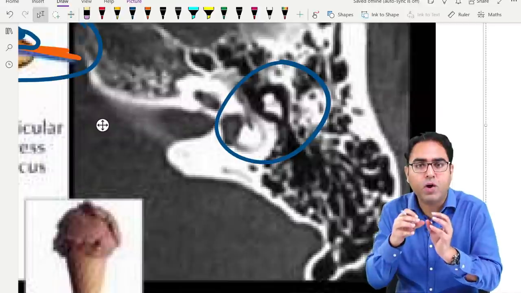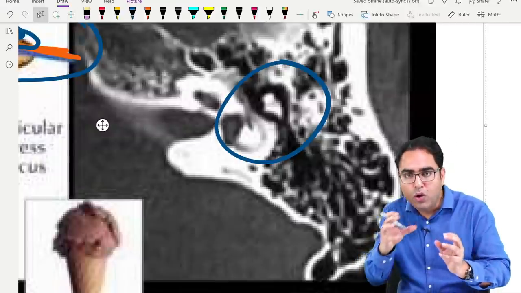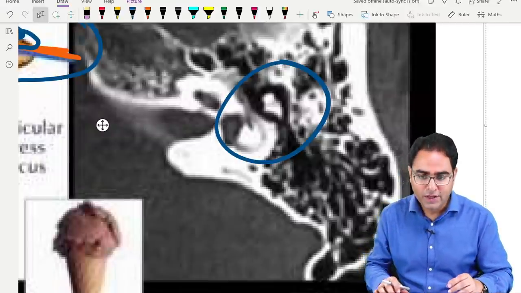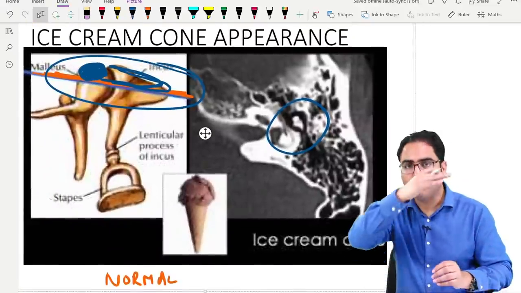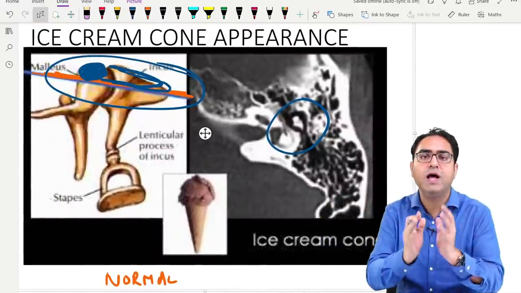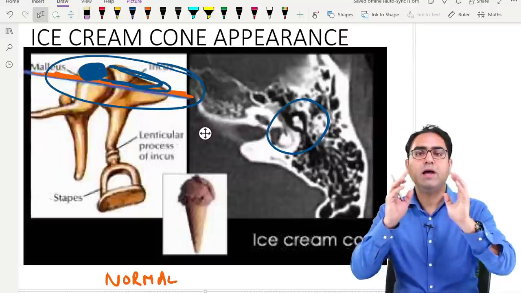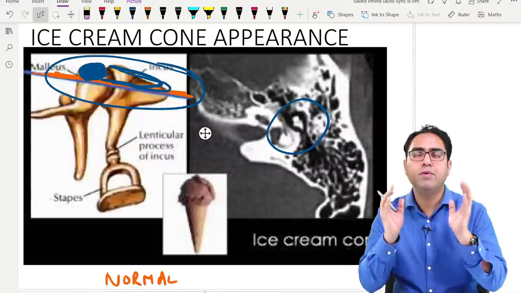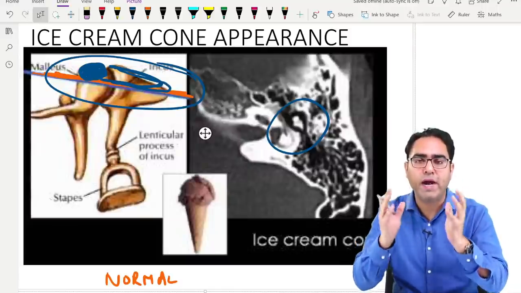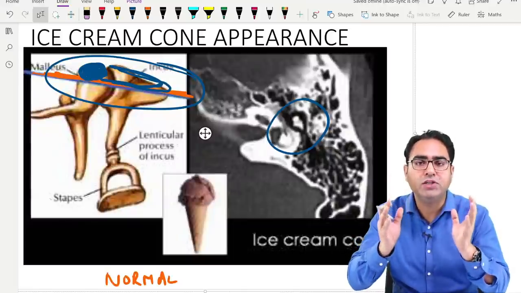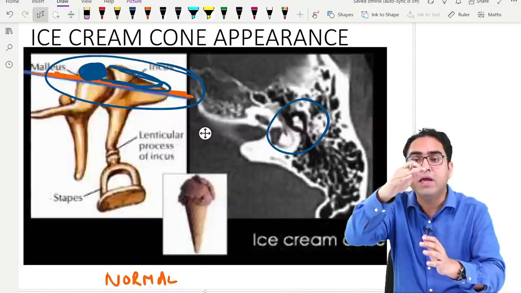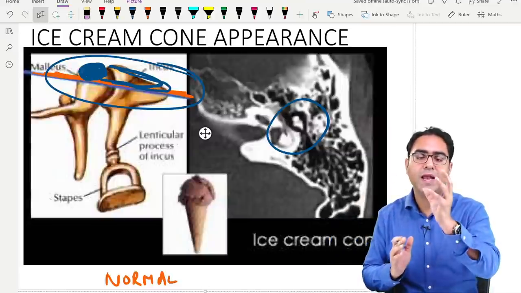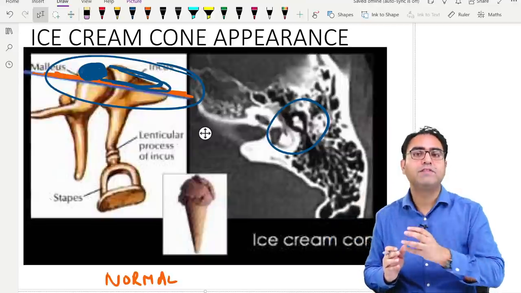The ice cream part is what? The malleus. The cone part is what? Incus, beta. Okay? So, basically, you are taking a cut at the level of incus malleus joint and there you see the ice cream cone appearance. What is the message for you guys? Ice cream cone appearance is a normal finding in the HRCT of temporal bone when the cuts are taken at the level of incus malleus joint, beta. Malleus makes the ice cream, incus makes the cone.